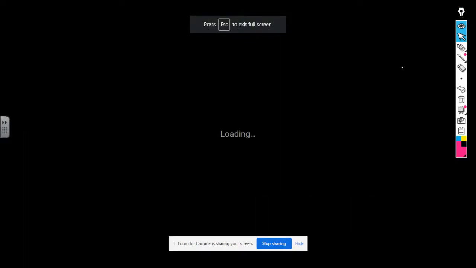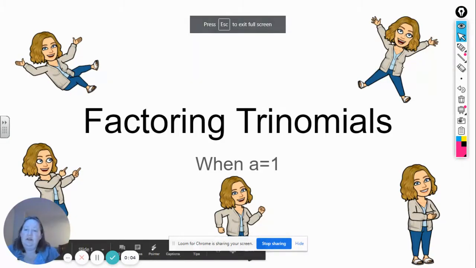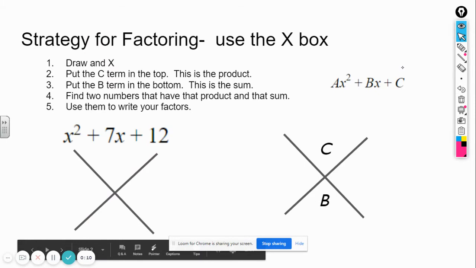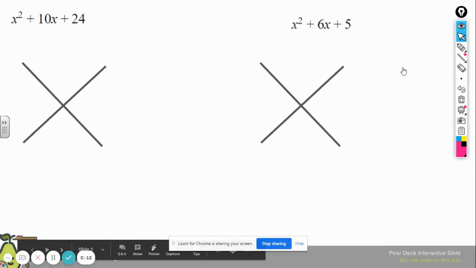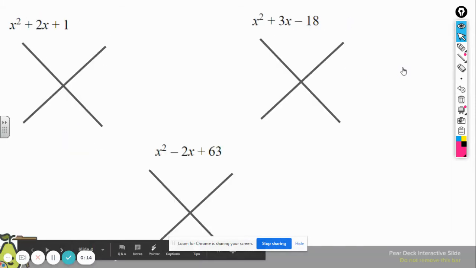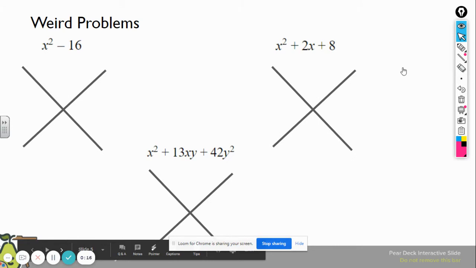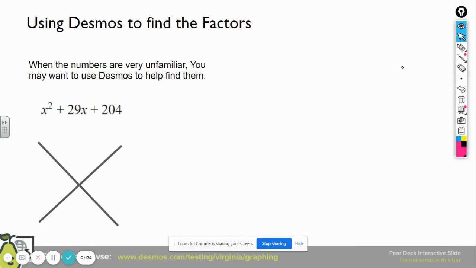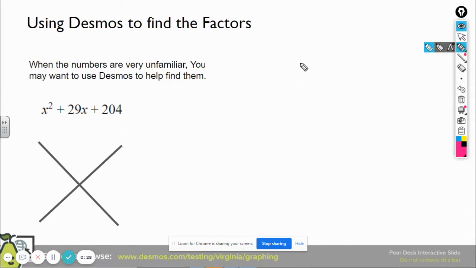This video is about using the Desmos graphing calculator to figure out what your factors are in your X box. So presumably you've already seen the lesson on these basic problems, but what if you get something really weird and you're not sure, you can't figure out what to do with it? Okay, so what you're going to do is you're going to utilize Desmos for this.